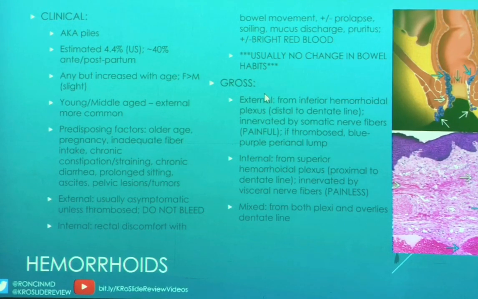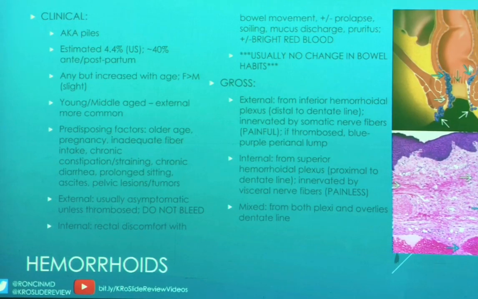Grossly, your external hemorrhoids arise from the inferior hemorrhoidal plexus, so down here on this beautiful schematic, and they are innervated by somatic nerve fibers, so that can make them painful. If thrombosed, they will be this blue-purple perianal lump or mass, almost like a blueberry-like mass.